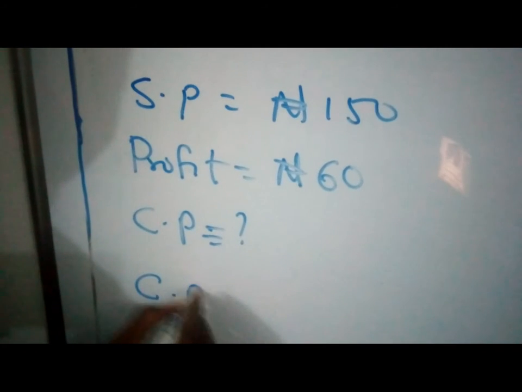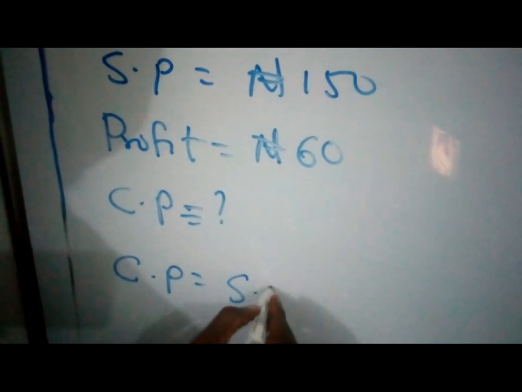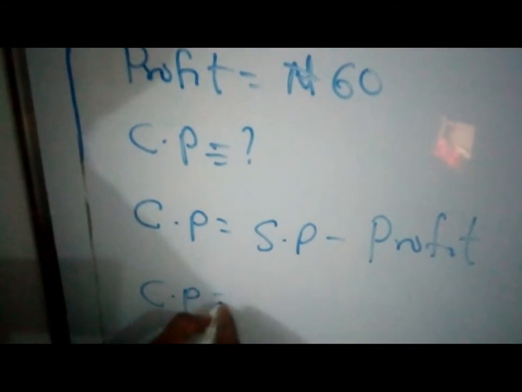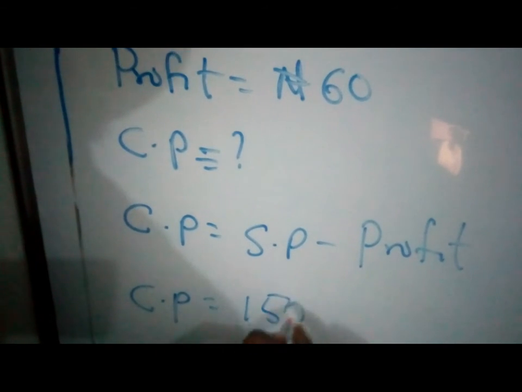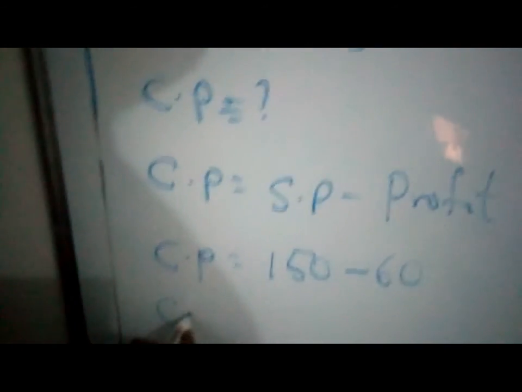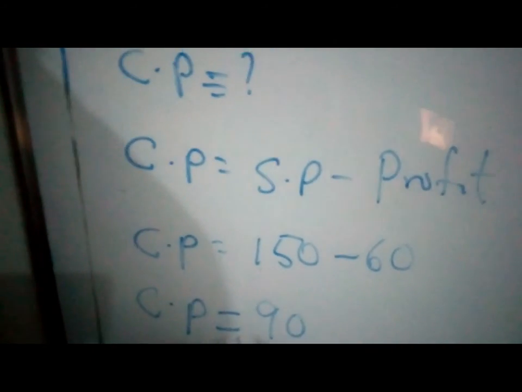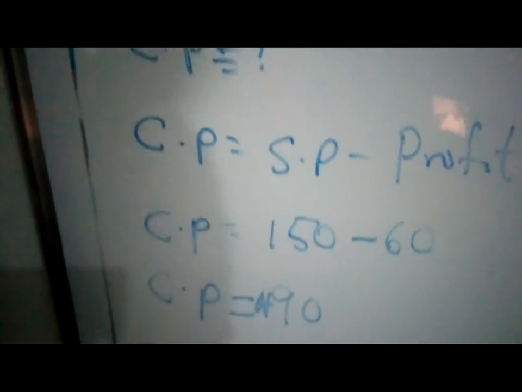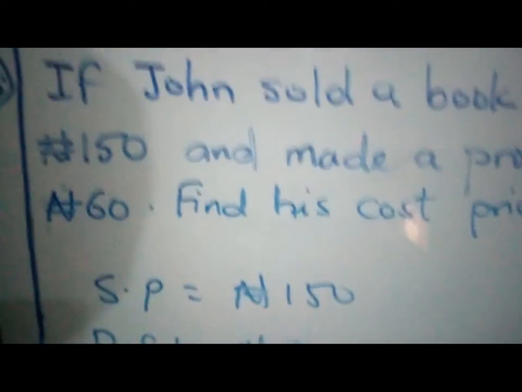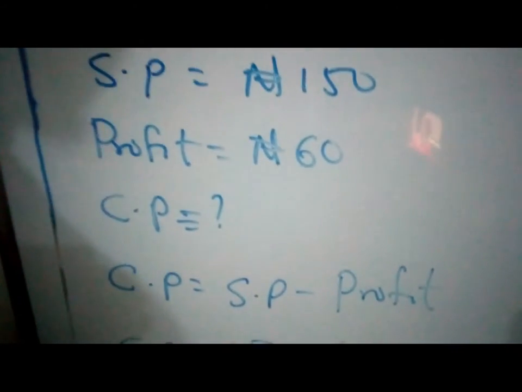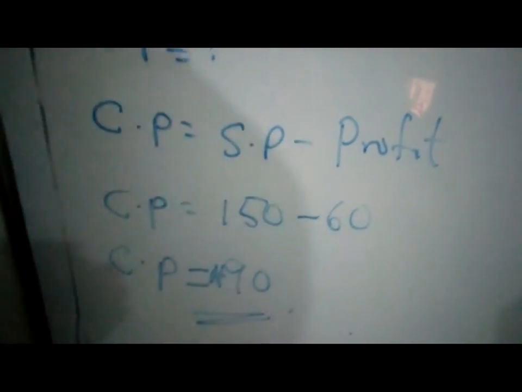So what do I mean? Cost price will now give you what? Selling price minus profit. So cost price gives you what? 150 minus 60. So the cost price will now be what? 90 naira. So the cost price for this book that John sold is 90 naira. And there's a way to check. And how do you check? Selling price, which is 150, minus cost price, which is now 90 naira, must give you profit, which is 60 naira. That is our answer.